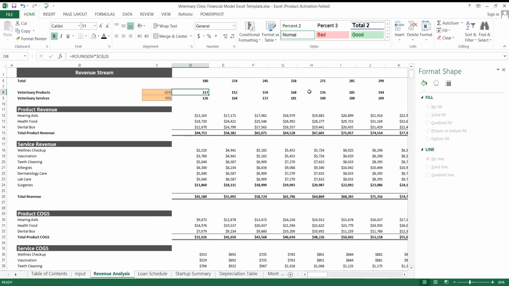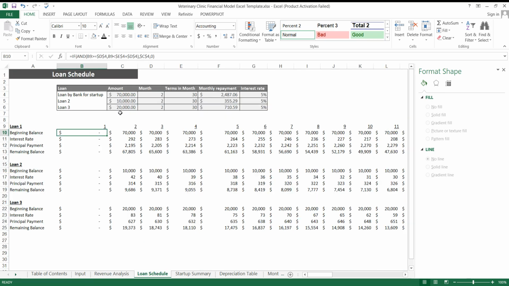The revenue analysis sheet is, as you can see, divided into different revenue streams. For instance, the product revenue and the service revenue, which are divided into different services and products. It also gives the cost of goods sold and services for each month.